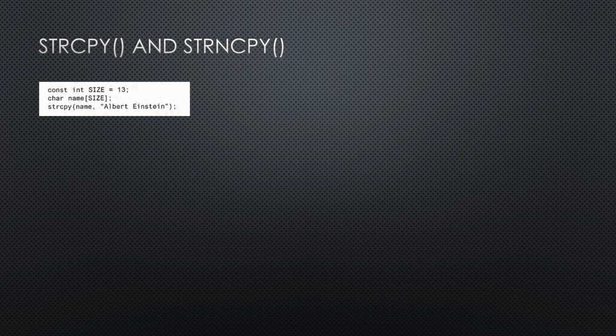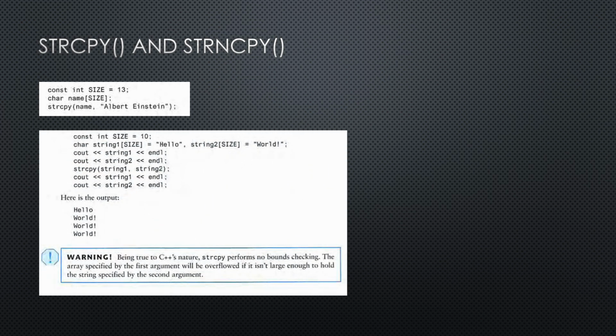The contents of the second argument are copied to the memory location specified by the first argument, including the null terminator. If anything is already stored in the location referenced by the first argument, it gets overwritten, as shown in the following program segment. To use strcpy, you need to add the header file #include <cstring>, which some of you have already used in place of the normal string header file. Because strcpy performs no bounds checking, the array specified by the first argument can be overflowed if it isn't large enough to hold the string specified by the second argument.